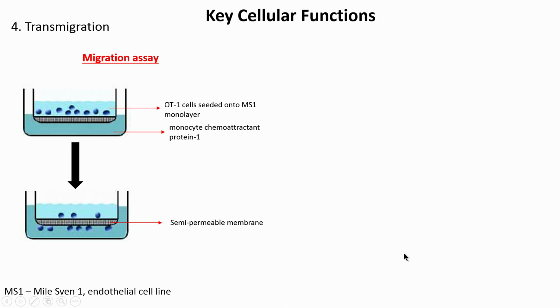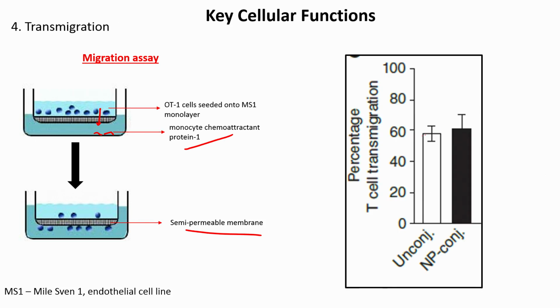Then they looked at transmigration. They used a semi permeable membrane, and they put all these OT1 T cells as monolayer at the base, and they have also put a chemoattractant to cause the T cells to go in. This is a semi permeable membrane, it has very small pore size. So, only if these T cells can transmigrate will they be able to come down, and that is what they see: the percentage of the T cells that are transmigrating is the same in both the unconjugated and conjugated, almost 50% or 60% of them have transmigrated in the given amount of time.